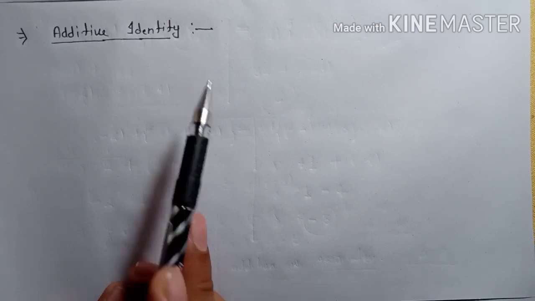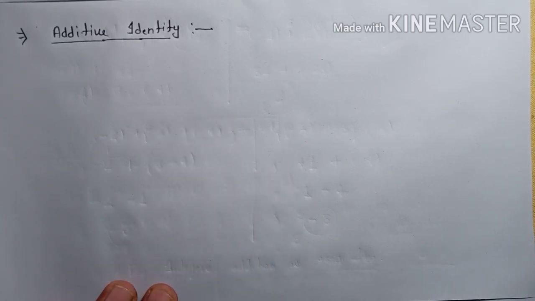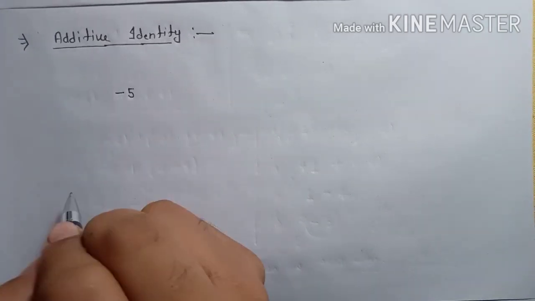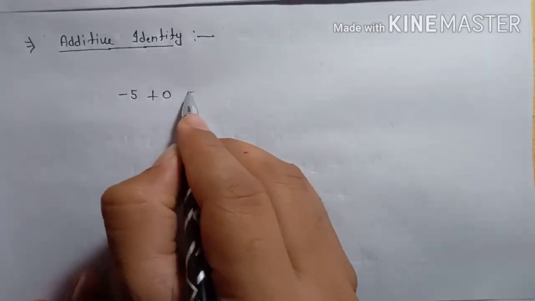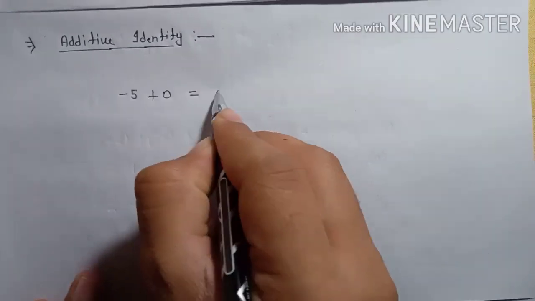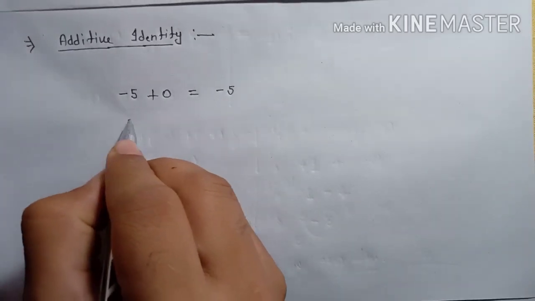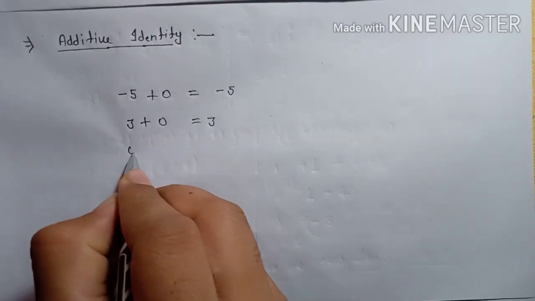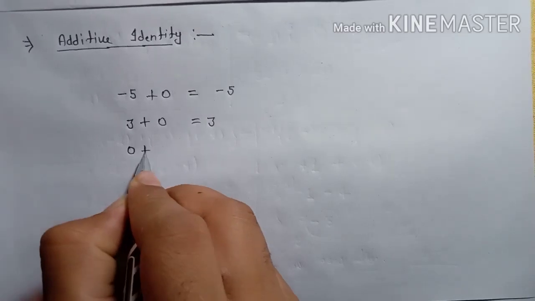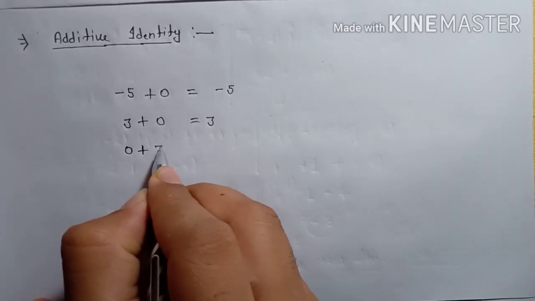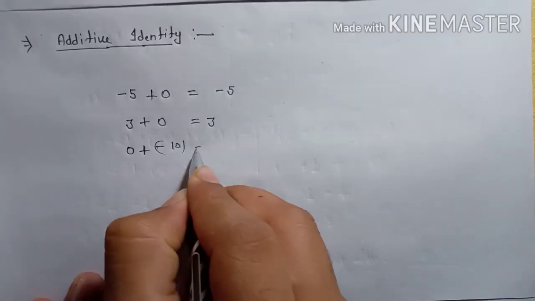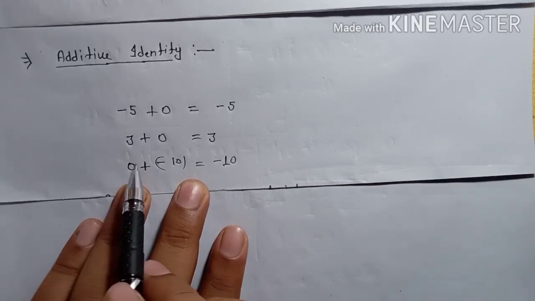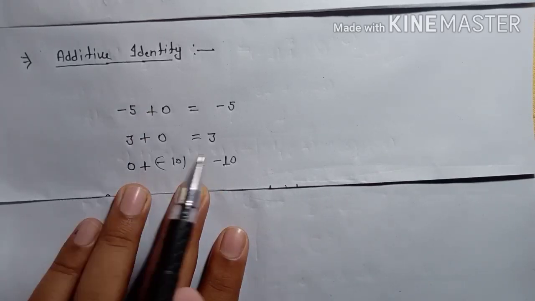Additive identity. Students, tell me one thing. What if we add 0 to any integer? If we have an integer -5, add 0 to -5, what is the result? The result will be again -5. If we add 0 to 3, what is the result? That is again 3. If we add 0 to -10, again we have the result -10. Here you can observe one thing, that addition of 0 to any integer doesn't affect the result.